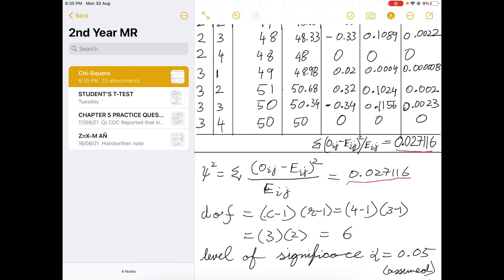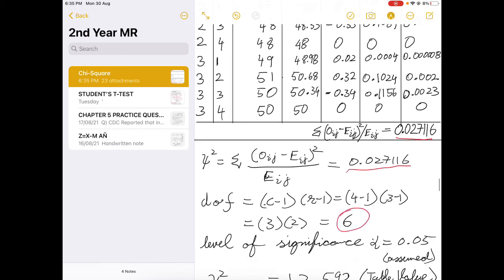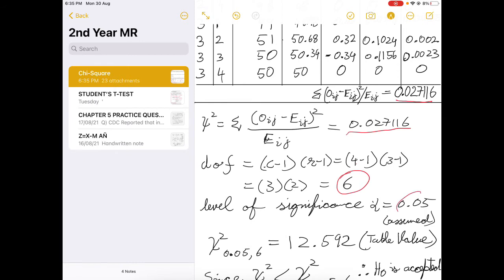0.027116. Now in this problem, the degrees of freedom is a bit different. So here it is column minus 1 multiplied by row minus 1. So column minus 1 is 4 minus 1, row minus 1 is 3 minus 1. So 3 into 2 is 6. This is my degrees of freedom, and the level of significance is 0.05.